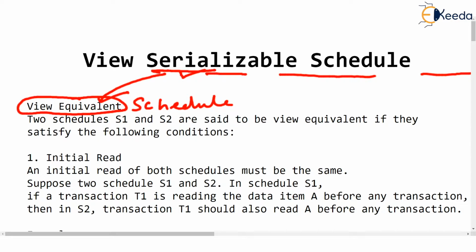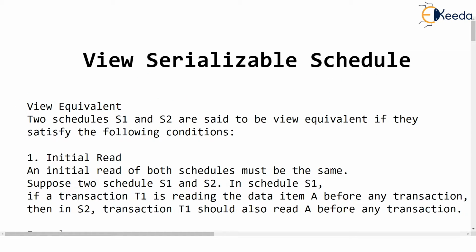Now we say two schedules S1 and S2 are said to be view equivalent if they satisfy the following conditions. There are three conditions that both these schedules S1 and S2 must satisfy. The first one is initial read.